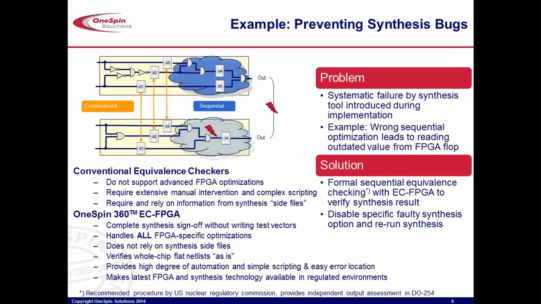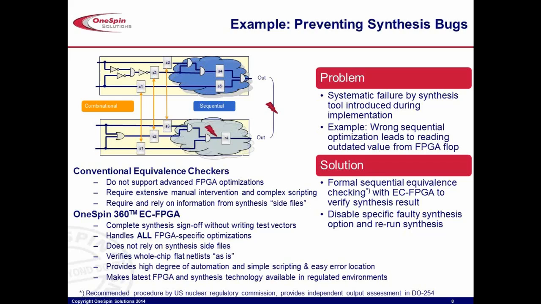And OneSpin 360 EC-FPGA, which is really a unique tool in this space, addresses these challenges. An important thing is that it is able to handle all the FPGA-specific optimizations, because obviously you can also make the life of the equivalency checking tool easy if you just don't use the optimizations, if you drive the synthesis tool to not do fancy things. But on the other hand, to meet your targets, you want to push the synthesis tool to use the optimizations. And the equivalency checking tool is able to handle these optimizations.